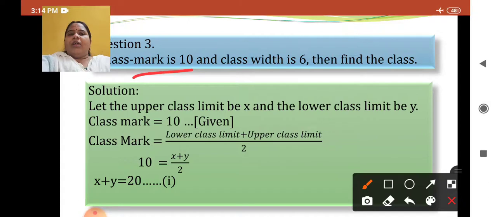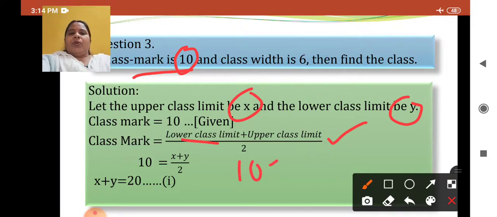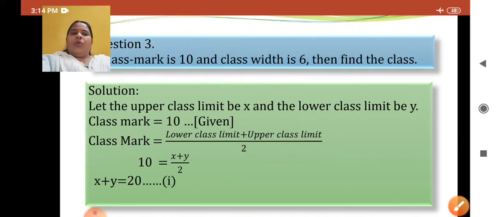Okay, now one by one we will try to understand. First thing is class mark. Formula is this, upper limit plus lower limit upon 2. Now what was the lower limit that I have assumed here? Lower limit is y. What is the upper limit? It is x. Okay, so substitution, class mark is given as 10 in this case, right? So it will be 10 is equal to x plus y upon 2. Now this 2 will go up and get multiplied here. What will we get? 10 into 2 is 20. So the first equation is x plus y is equal to 20. I hope this concept is clear. Number it as equation number 1.